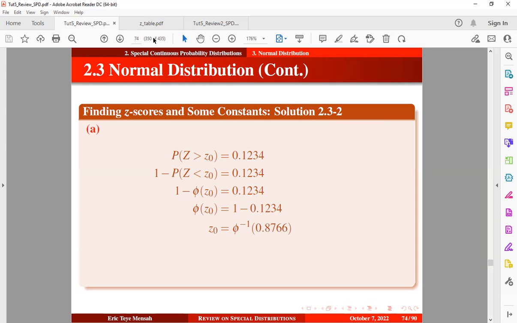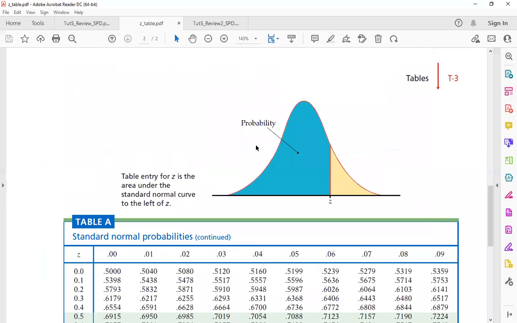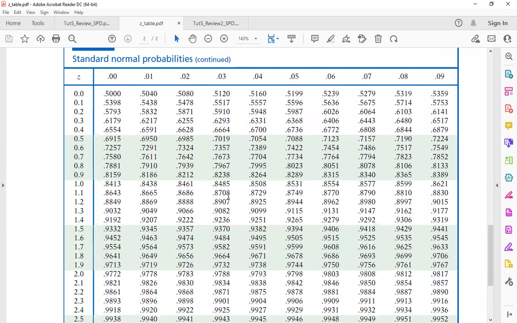So let's jump into our z table. We are looking for 0.8766. It will be at this side. Let me draw this. We can see that it is somewhere here. Sorry for the sketch. It's between these two values.